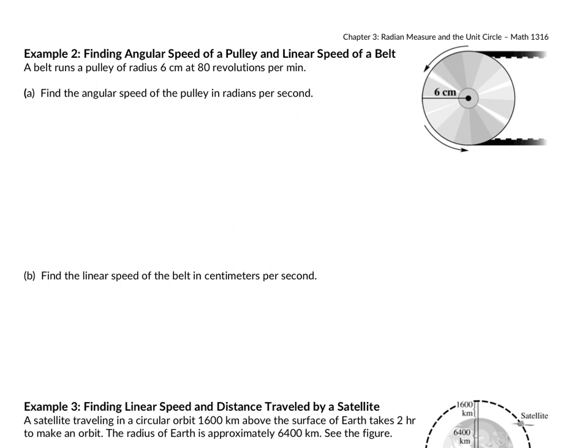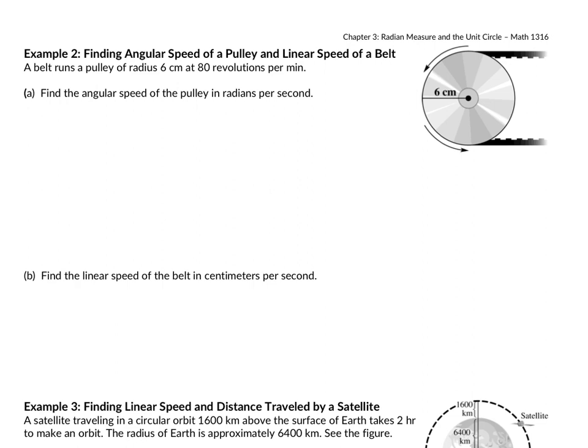In example 2, we have a nice pulley system here. So this is a rope. In case you've never seen a pulley system, this is not a CD. Okay, it's not like a record. This is a pulley, so this is a wheel that this rope is tied around, and so you can pull things around with it. It's a pulley system. A belt runs a pulley of radius 6 centimeters, so here's my 6 centimeter radius, at 80 revolutions per minute. It says find the angular speed of the pulley in radians per second.